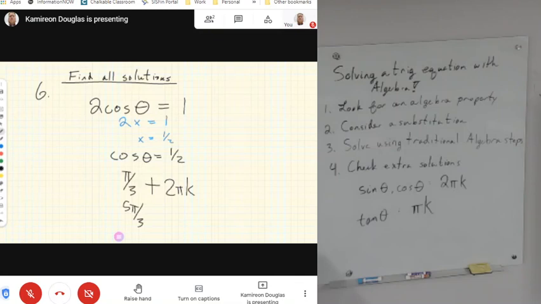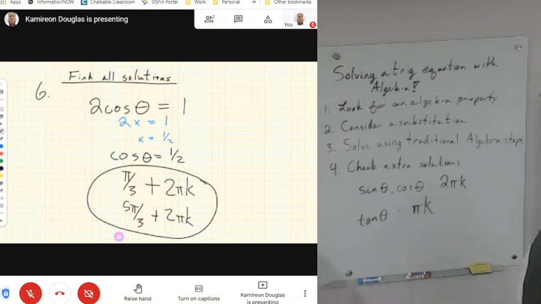K could be any integer value, meaning I could add 2 pi to get my answer, or I could add 4 pi, or 6 pi to get a new answer, or 8 pi, or 10 pi, or 12 pi, but it has to be some multiple of 2 pi to get a new answer. The 5 pi over 3, same thing. Again, it's a cosine function. So these become my two solutions.